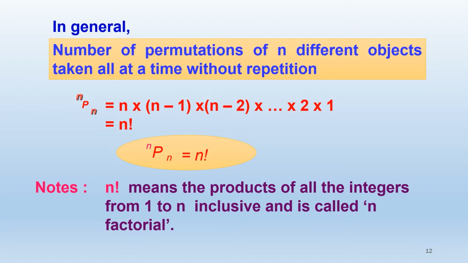We call it n factorial, okay? N factorial. N factorial means the product of all the integers from 1 to n inclusive and is called n factorial. Okay. So number tu berkurang daripada n, you darabkan dengan n minus 1. And then you multiply again with n minus 2. Dia berkurang, semakin berkurang, minus 1 until you get the last one is multiply with 1.